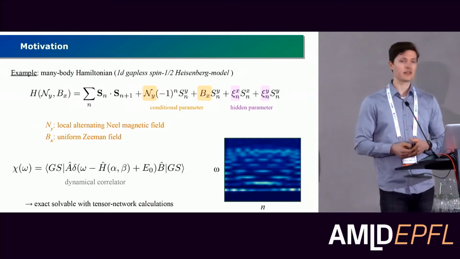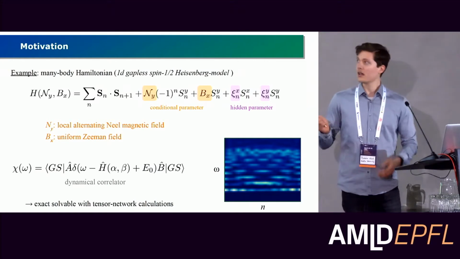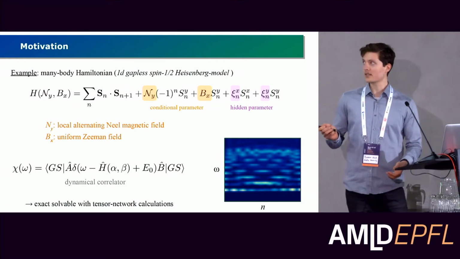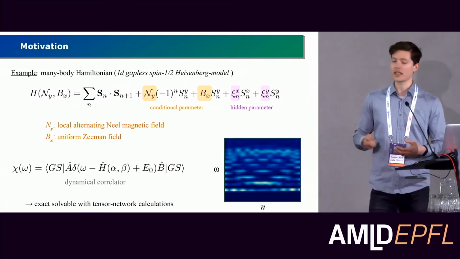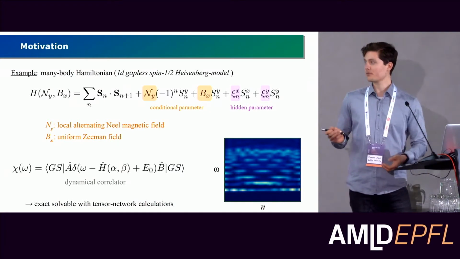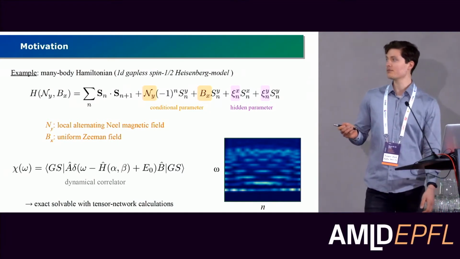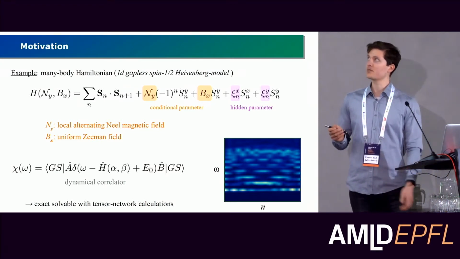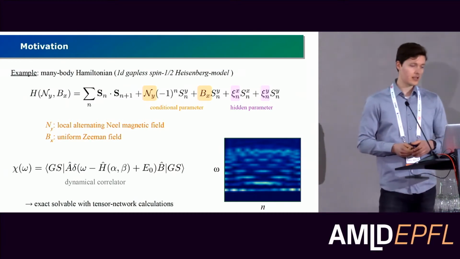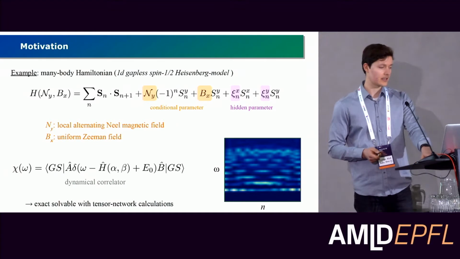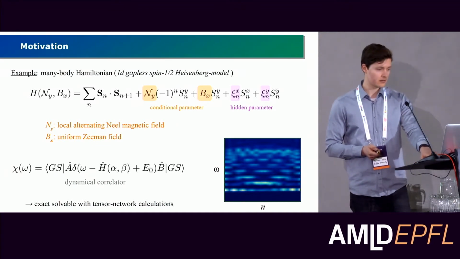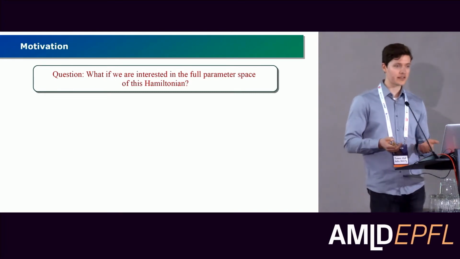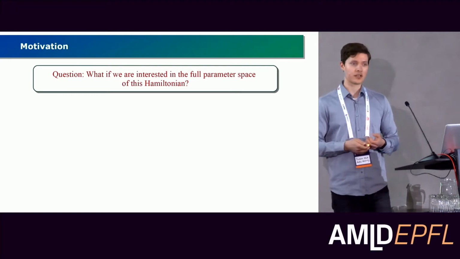And the quantity we are interested in is the dynamical correlator, shown here, which allows us to calculate these real space spectra, for example for the spin-1/2 system, where on the x-axis is the site of the lattice, and on the y-axis the frequency range, and basically we see here the spinon excitations of this many-body Hamiltonian. These dynamical correlators are exactly solvable with tensor network calculations. The question that arises now, or that we want to answer, is what if we're interested in the full parameter space of the Hamiltonian shown before?